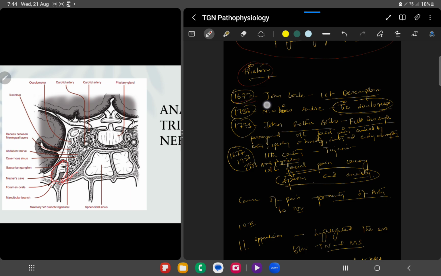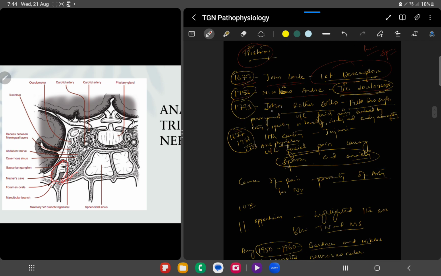In 1677, John Locke first gave the description of this disorder. In 1756, Nicolas André gave the name tic douloureux because of the symptom of involuntary spasms that occur in these patients. In 1773, Fothergill gave the name Fothergill's disease, where he described paroxysmal unilateral facial pain which is evoked by eating, speaking, or even washing the face.